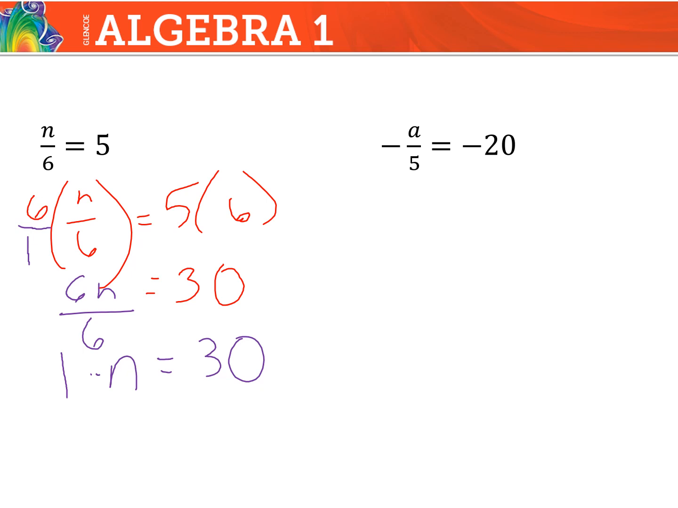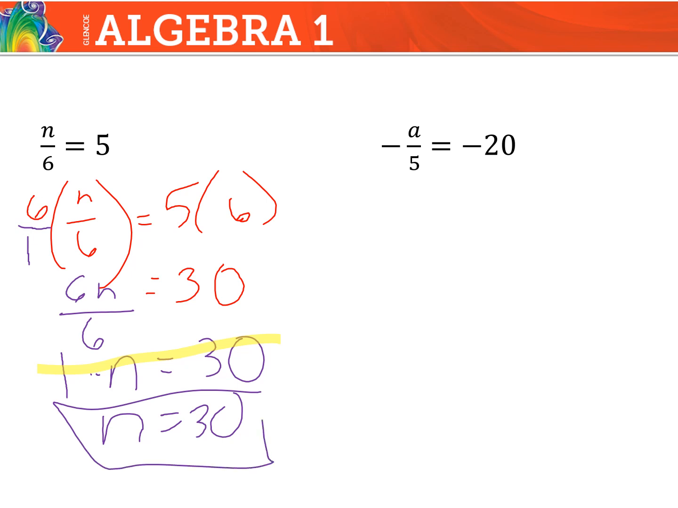So the step I have to see, and I'm going to highlight it here on the screen so you can see it, I need to see this step, even if you simplified a little bit earlier than I chose to. Okay, so now 1 times n is n, and that equals 30. So this problem is done.